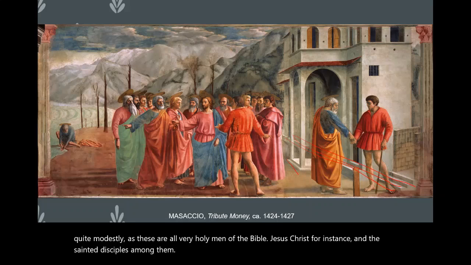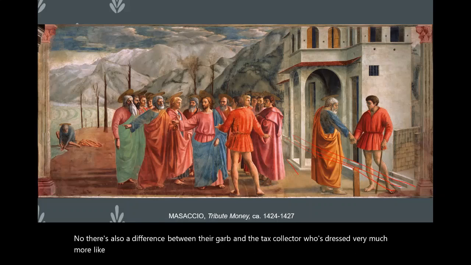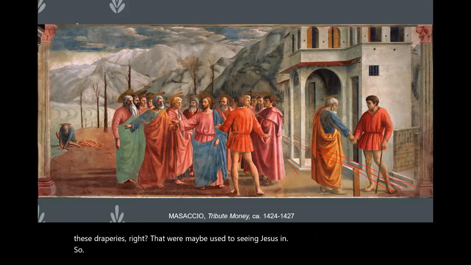Note there's also a difference between their garb and the tax collector, who's dressed very much more like a Quattrocento Italian gentleman would be, whereas we see definite Roman times in these draperies, right, that we're maybe used to seeing Jesus in. So the halos are a holdover of that medieval style, right? They're that kind of golden, very spiritual rather than realistic element.